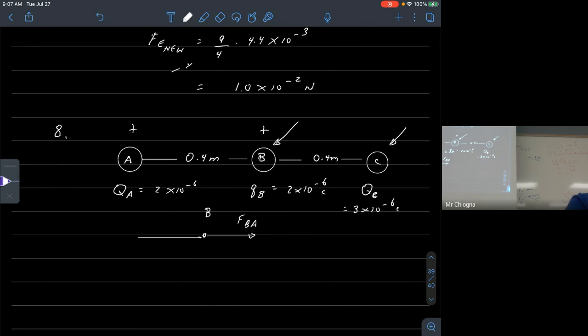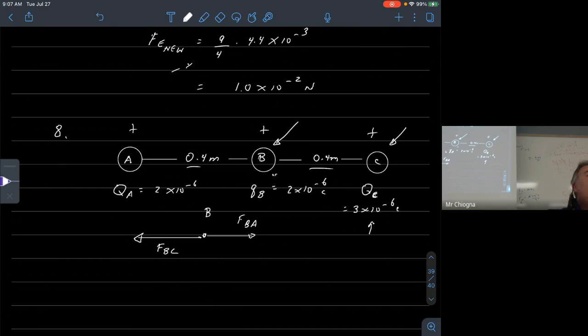The force on B due to C. C is positive as well, so it's going to repel. It's going to push B to the left with a greater force than A. It's greater because the charge is greater, but the distance is the same.